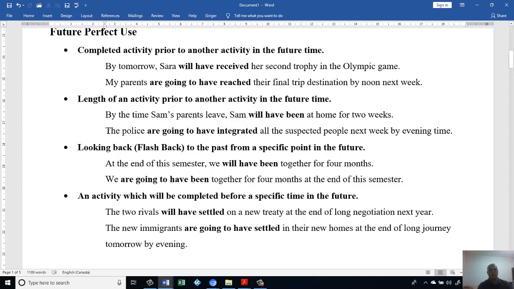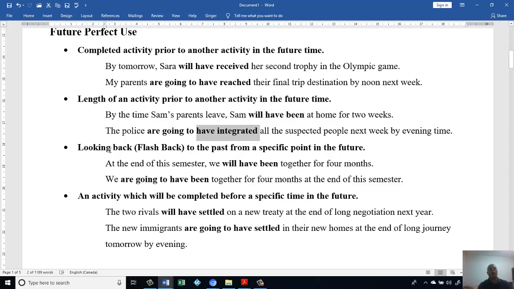The second sentence is, the police are going to have interrogated. If you look here, the police is the subject, are going to is the kind of future with the commitment or with the plan. Then have to make it perfect time. Then we say have interrogated all the suspect people next week by evening time.